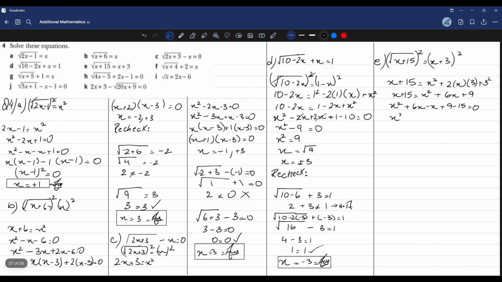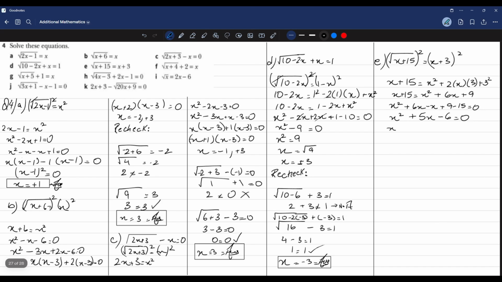X squared, simplify this: 6x minus x is equal to positive 5x, plus 9 minus 15 is equal to minus 6, is equal to 0. Again, break this down. What are the factors of 6? We just found them out, I guess, in part A or somewhere like that. But the factors of 6 are 3 and 2.